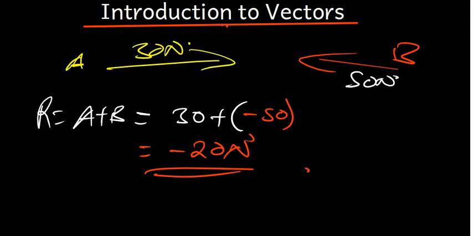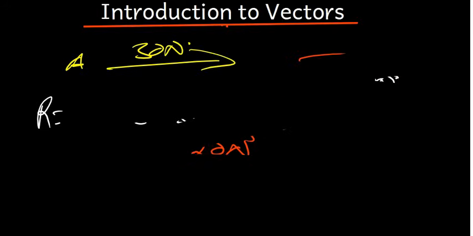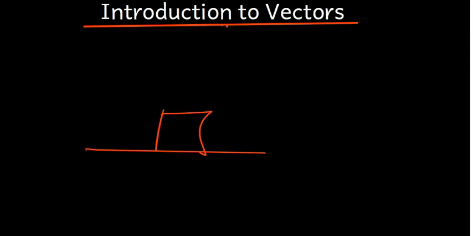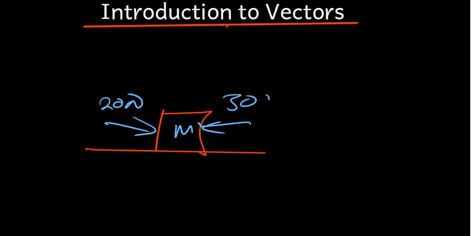What it means is that when you add these two forces, the net force is going to be moving in this direction. It's more like we have an object. Let's say we have the surface and the object. Now this object has mass. You apply a force in this direction, and this force is 20 newtons. You apply another force in this direction, and this force is 30 newtons.